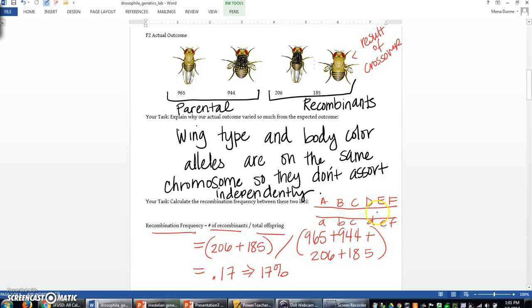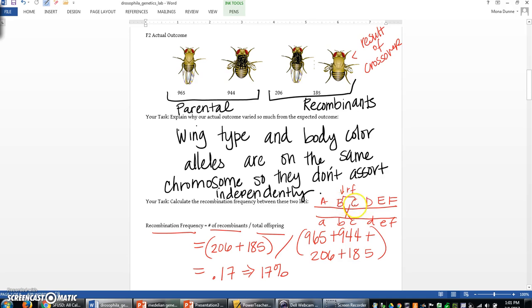Okay, so basically, crossover is a random event. So it's going to happen anywhere, okay? So let's just say crossover happens right there, all right? It's pretty rare. Considering how long this chromosome is, it would be pretty rare to see the crossover right there, okay? So we would see a low recombination frequency between B and C, okay?